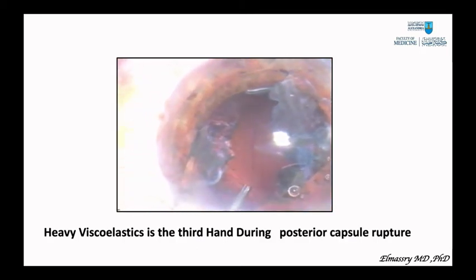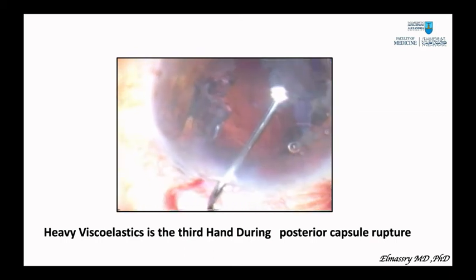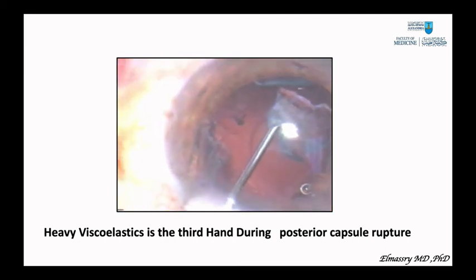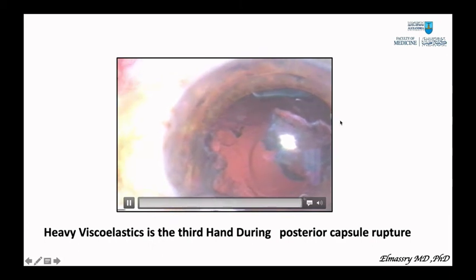Heavy viscoelastics are very valuable when you have a rent in the posterior capsule. It acts as a third hand; giving this viscoelastic will delineate where the tear is. As you see here, the posterior capsular rent is very well seen in the center of the posterior capsule.